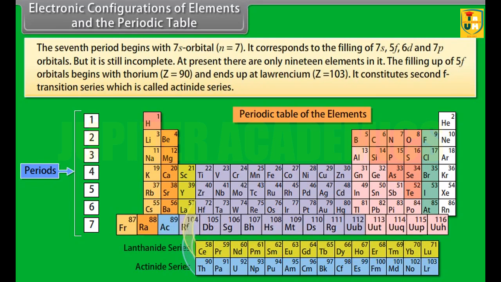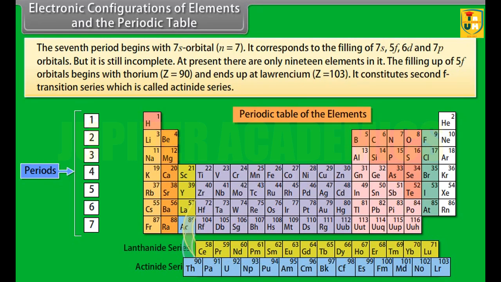The seventh period begins with 7s orbital, that is, n is equal to 7. It corresponds to the filling of 7s, 5f, 6d and 7p orbitals, but it is still incomplete. At present, there are only 19 elements in it. The filling up of 5f orbitals begins with thorium, atomic number is equal to 90, and ends at lawrencium, atomic number is equal to 103. It constitutes the second f transition series, which is called the actinide series.